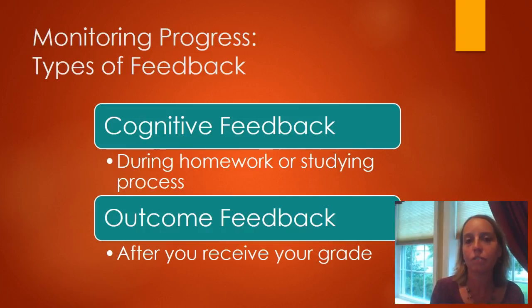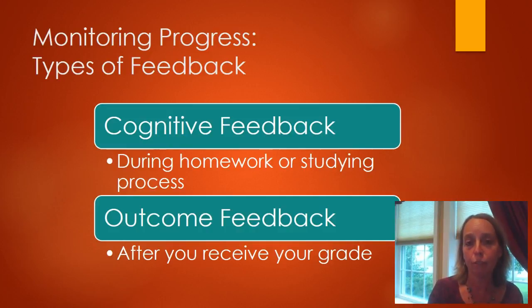Well, there are a couple of different types of feedback that students can look to when they are trying to find out how they're doing and whether or not they're on track. Cognitive feedback happens while they're in the process of completing an assignment or studying for an exam. Outcome feedback happens after they get the official grade and feedback on their product. And we want students to engage, obviously, in both channels of feedback.